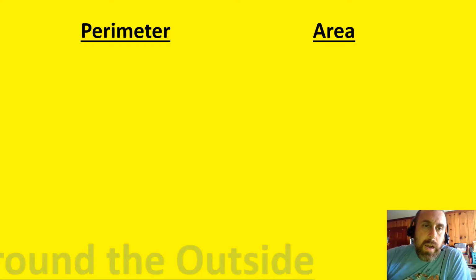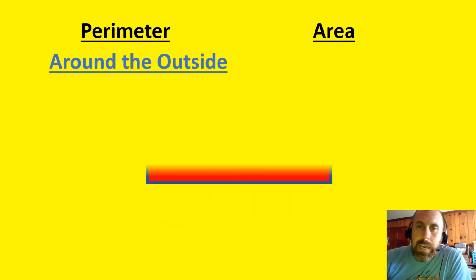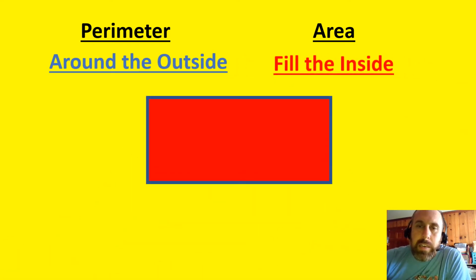Okay, so we've got this. The perimeter is around the outside. The area is the inside that we're filling up. So in this rectangle, the blue line would be the perimeter. The area would be the red.